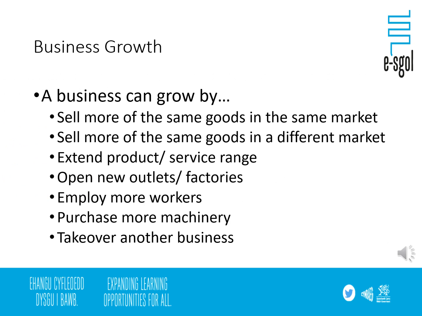Now, a business can grow in many ways. Some of the ways that a business can grow is that it could sell some more of the same goods in the same market. They could sell more of the same goods in a different market. They could extend the product or service range and actually make new products. They could open new outlets or factories. They could employ more workers. They could purchase more machinery. They could take over other businesses and could actually merge with businesses. So there are different ways that businesses can grow.